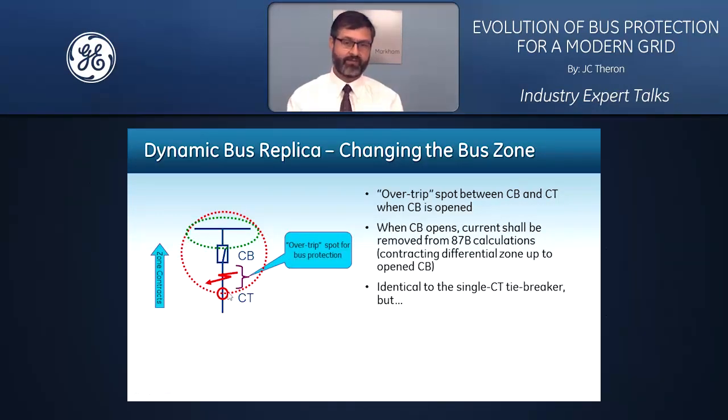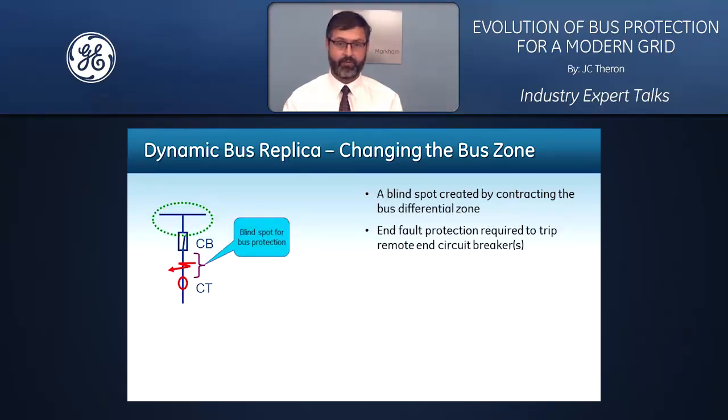However, what happens if the CT is on the other side of the circuit breaker? Then we can have this area as a blind spot, which can be seen as an overtrip spot. So in this case, when the circuit breaker opens, currents must be removed from the differential zone, contracting the differential zone all the way to the circuit breaker. So this is identical to the single CT tiebreaker configuration. However, a blind spot is created when contracting this differential zone. And this is exactly why end-fault protection is needed.